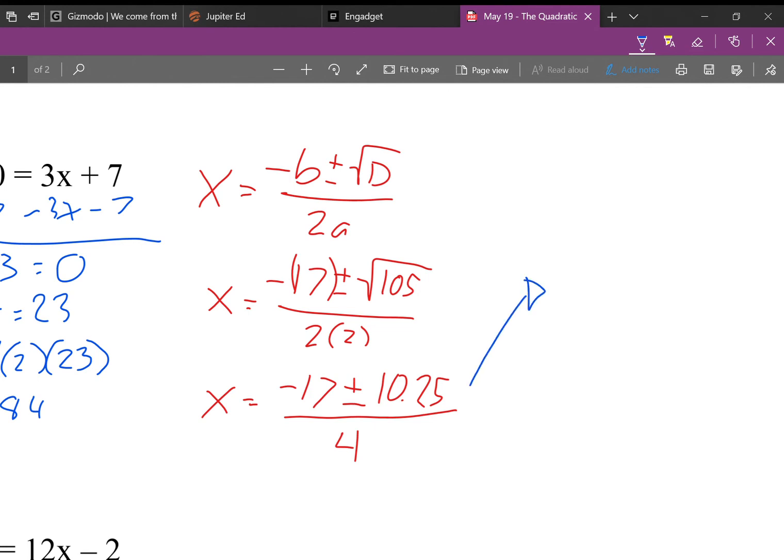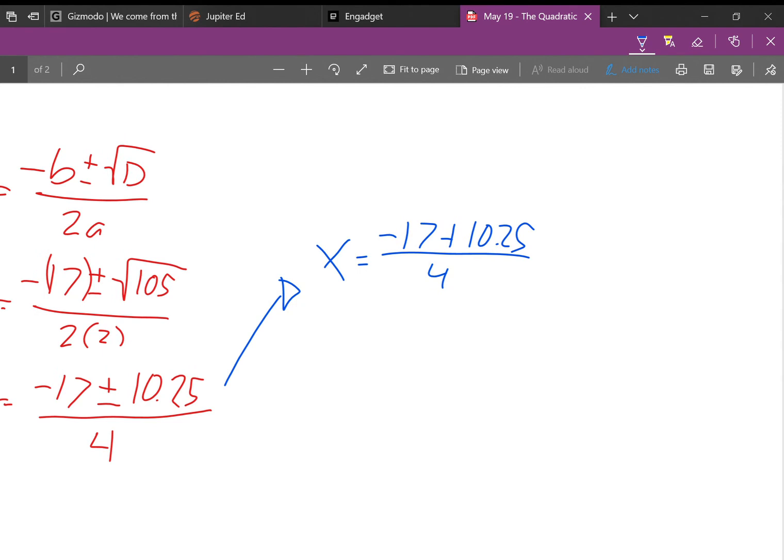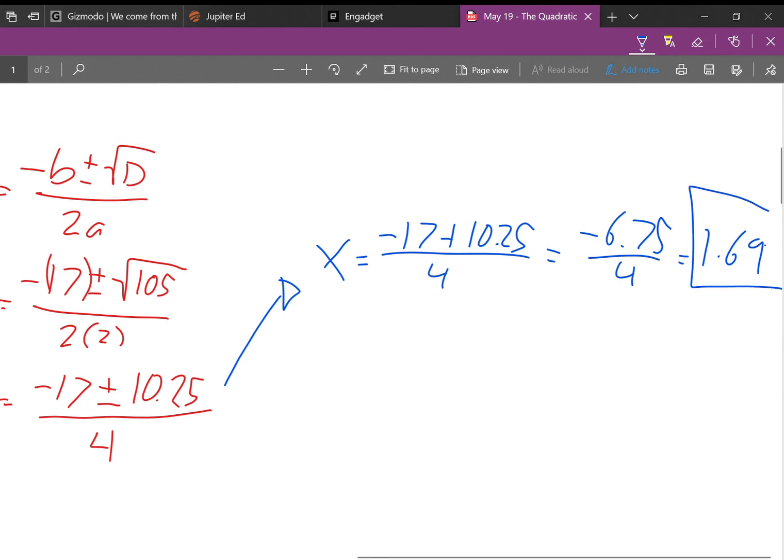I'm going to do x equals negative 17 plus 10.25 over 4. And what does that become? Well, negative 17 plus 10.25 is negative 6.75 over 4. And then we just divide that with our calculator, divided by 4. And we get x equals negative 1.69, rounded. And that will be one answer.